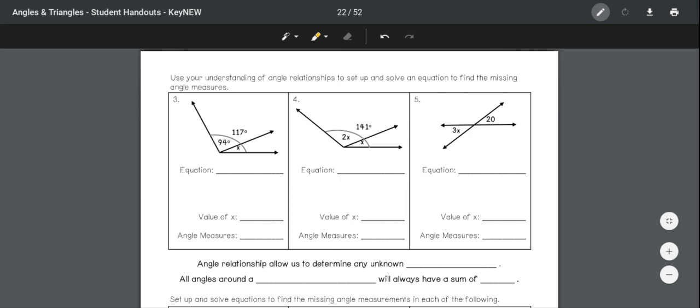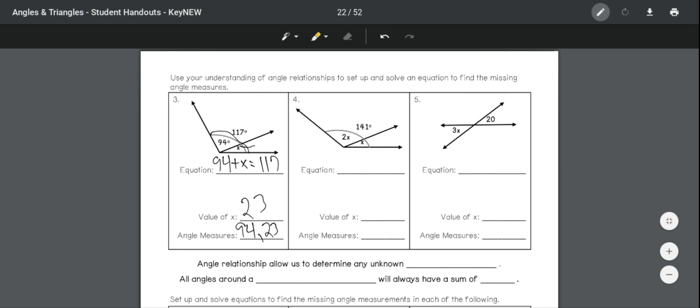So it looks like this line here tells you the whole thing is 117. And so it should all equal 117. So you got 94 plus x equals 117. And then when you subtract 94 from each side, you get 23. So the angle measures are 94, which you already know, and then x is 23.